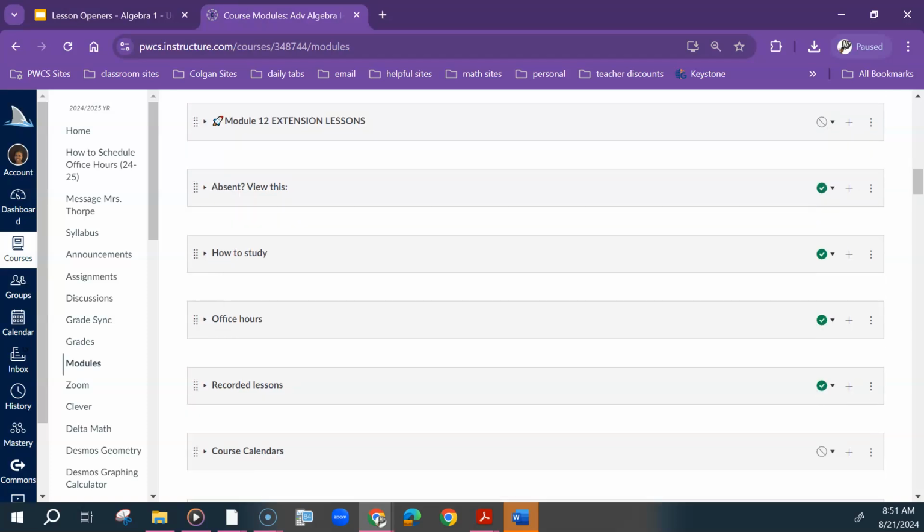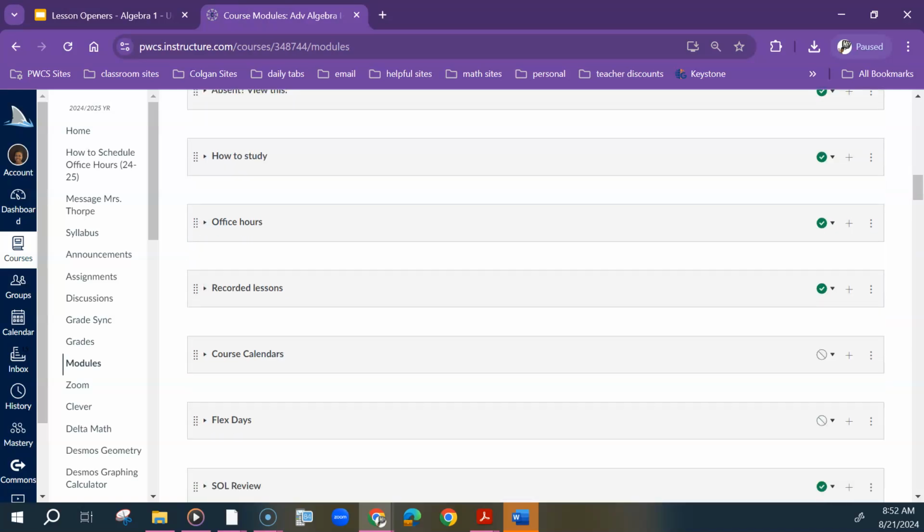How to study has really good tips. If you maybe didn't really study in middle school, I would definitely use this because you will need to study in high school for all of your tests. Now, most of these are math related, but you could also take some of those skills and apply them to other classes. The office hours kind of has the same thing, so you can use that, but you don't need to.